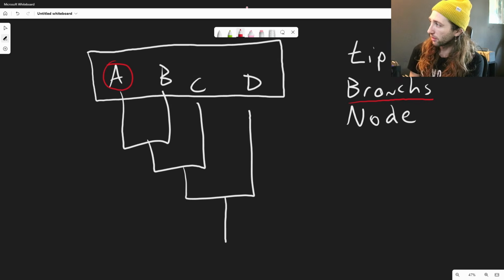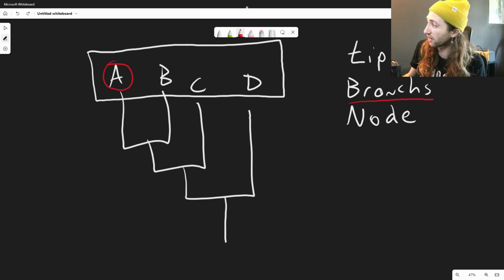So we know that A splits down here, right? This is the most recent common ancestor to just A, this node down here. And it splits going up to B. So B is the sister group to A.